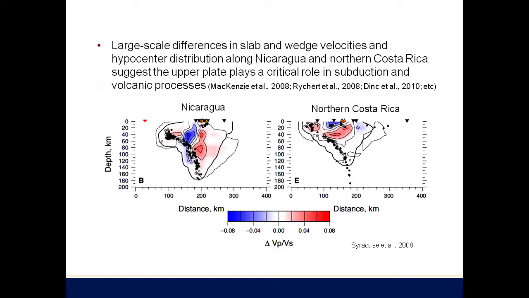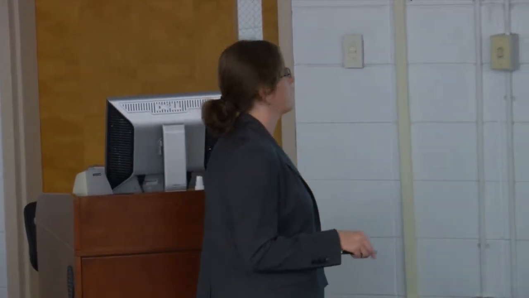We've also seen just large-scale differences in slab and wedge velocities. So what do I mean by that? Here again, Nicaragua and northern Costa Rica. This was a passive source seismic study interested in looking at, again, if there were velocity and attenuation differences between northern Costa Rica and Nicaragua, which would help explain the arc geochemistry. What's shown here is low Vp/Vs and high Vp/Vs. So this is the ratio of the P-wave velocity to the shear wave velocity. Should be some indication of fluids in the system. Maybe also temperature, but we're going to interpret it in terms of fluids.